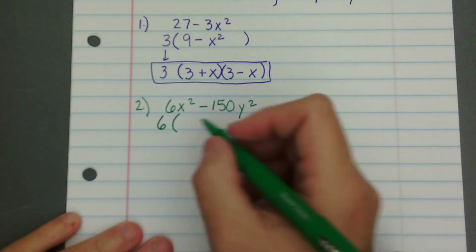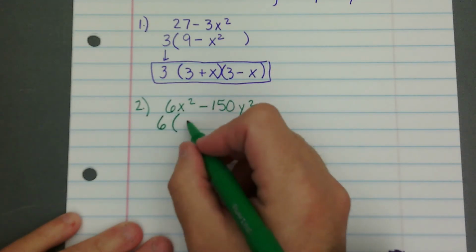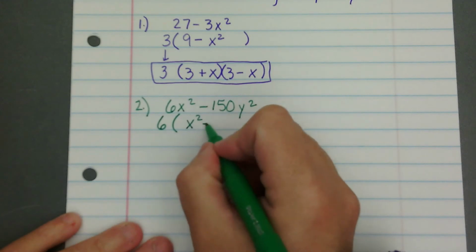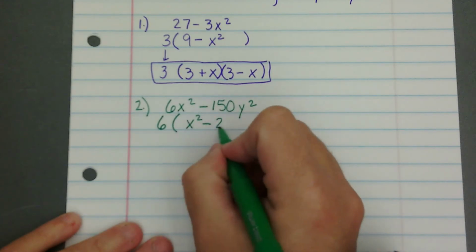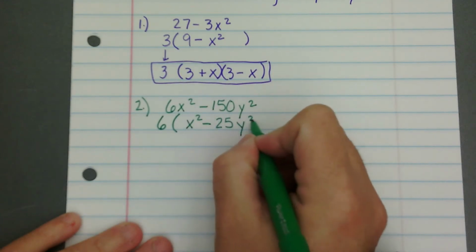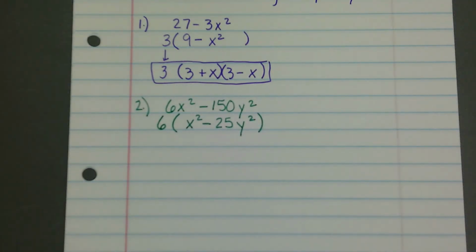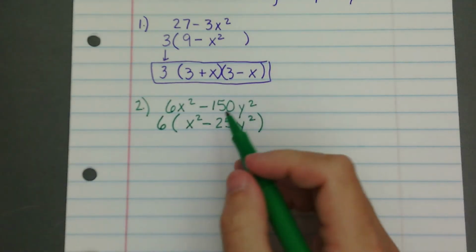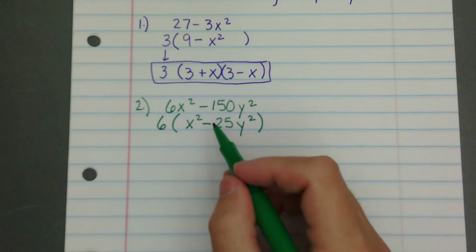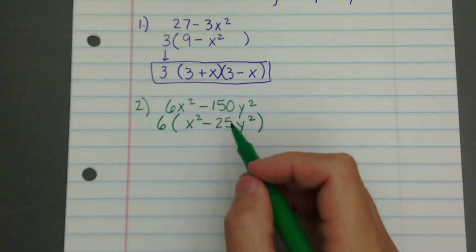So then what we're going to do is divide that and get X squared. Minus sign, 150 divided by 6 is 25, Y squared. That goes on the inside. Now, inside the parentheses, I have a minus sign. I have a 25, which right away indicates that I need to look for a difference of 2 perfect squares.